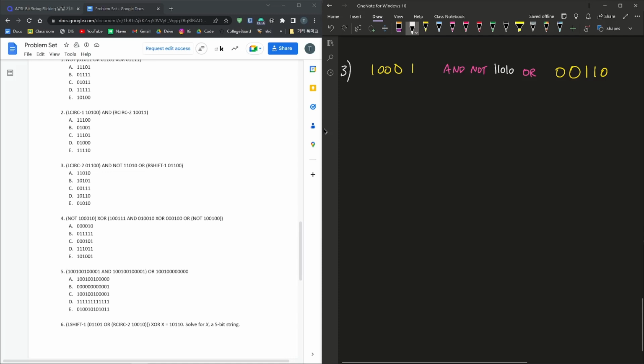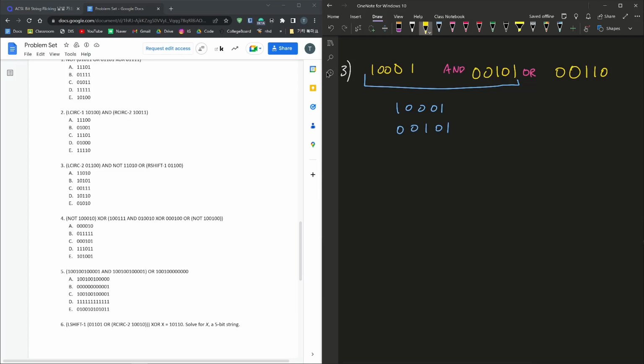According to the order of precedence, we must do NOT first. What we get is 00101, obviously. We can replace this part, and AND takes precedence over OR. So if we take this part, 10001 and 00101, just remember the shortcut to multiply.